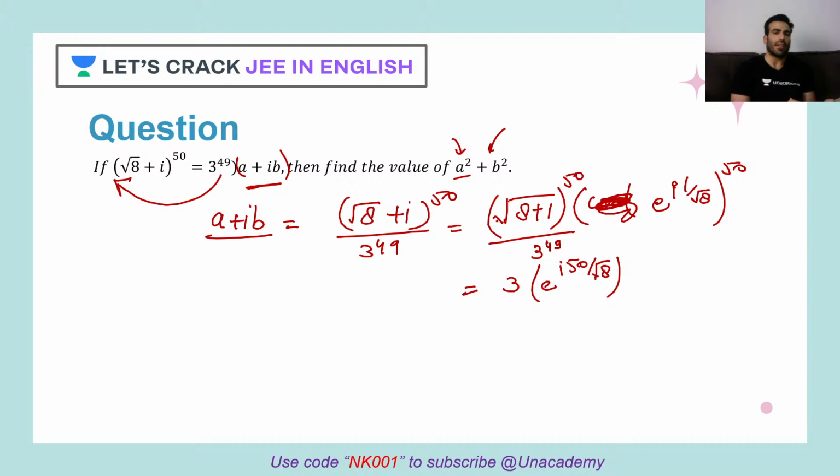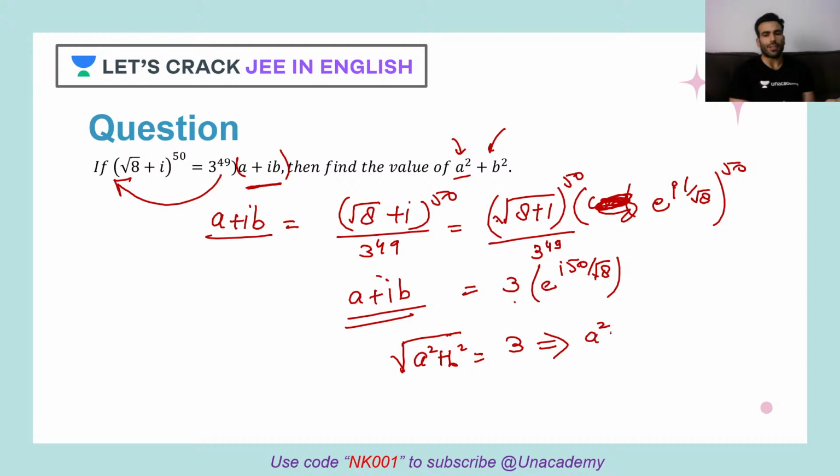Now what do I need to calculate? I need to calculate a square plus b square. So this is a plus iota b. So someone is asking me to calculate a square plus b square, and root of a square plus b square is basically the mod of this number. So if I want to calculate a square plus b square, what do I need to do? I just need to square it. So if I square both the sides, a square plus b square will be equal to 9. Get it, guys? I hope everyone got this question.